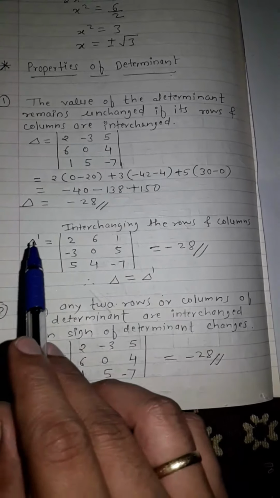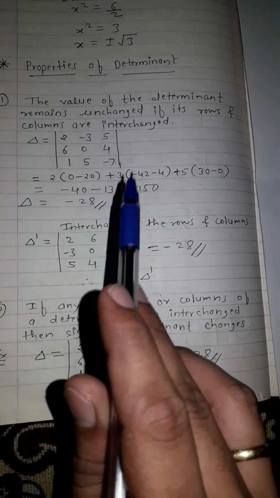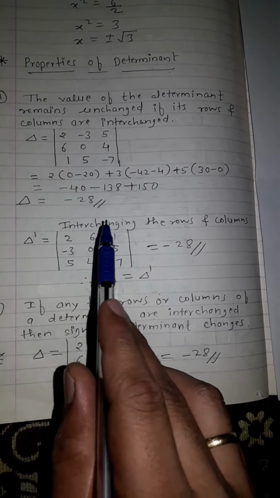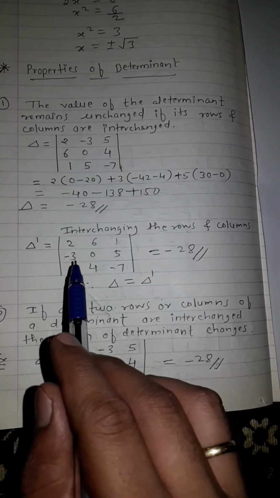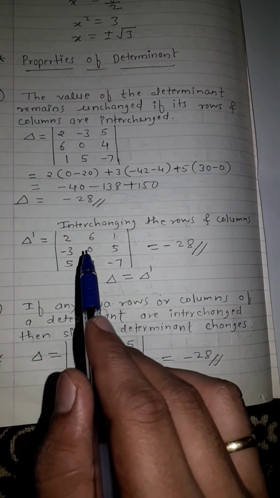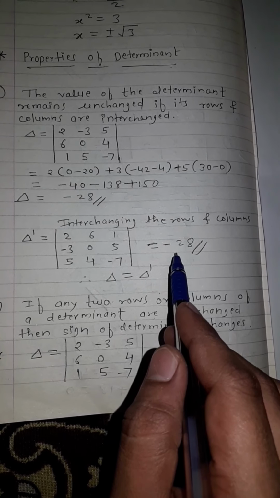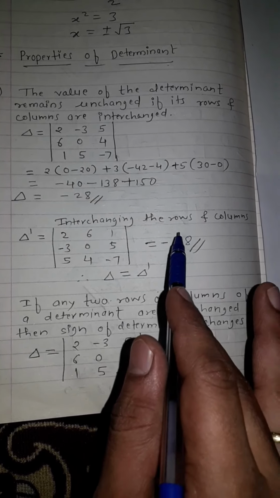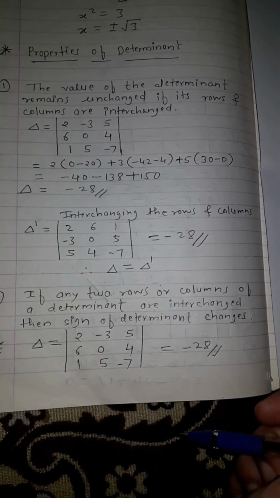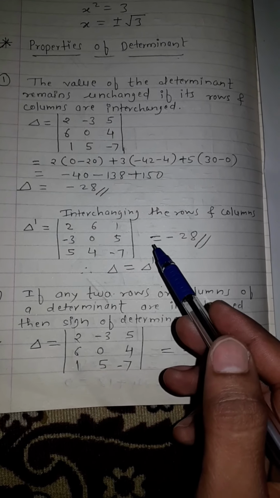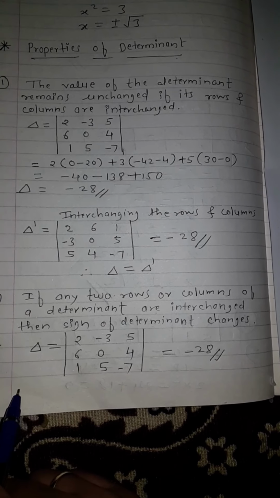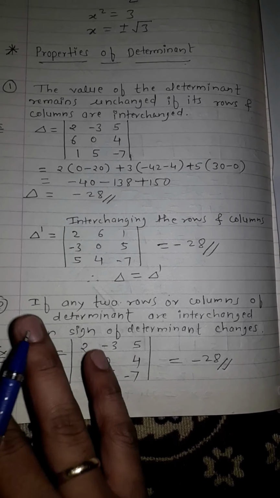columns. That is, the first row 2, minus 3, 5 changes to the first column, the second row changes to the second column, the third row changes to the third column. Now after interchanging, I got this determinant. Expanding it again, you will get the answer minus 28 only. You can verify that because in the last video you learned how to expand a 3 cross 3 determinant, so we will not waste more time on this. So the first property says the value of the determinant remains unchanged if its rows and columns are interchanged.